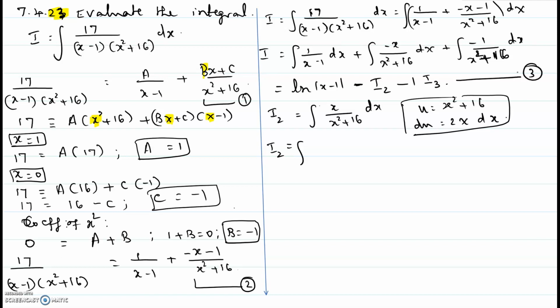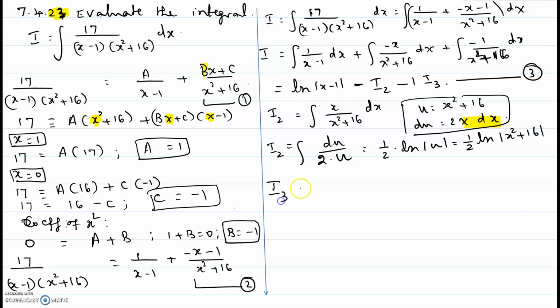So it is the integral of x dx on the numerator. So x dx is half of du. So it is du over 2 times u in the denominator. So 1/2 ln of absolute u. So 1/2 ln of absolute x squared plus 16. That is I2.